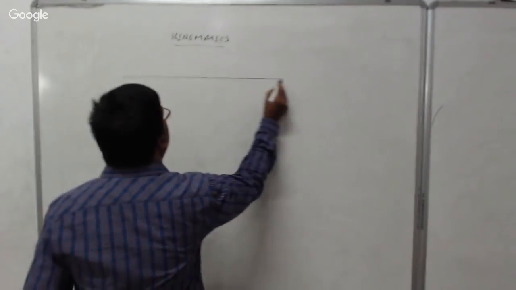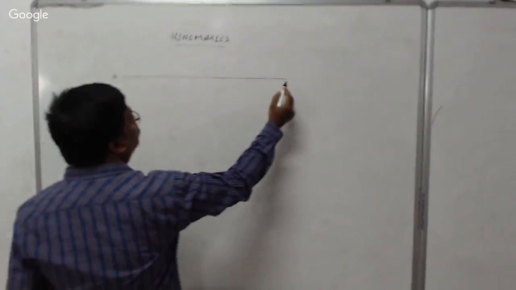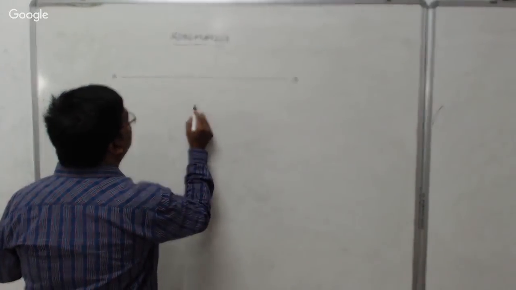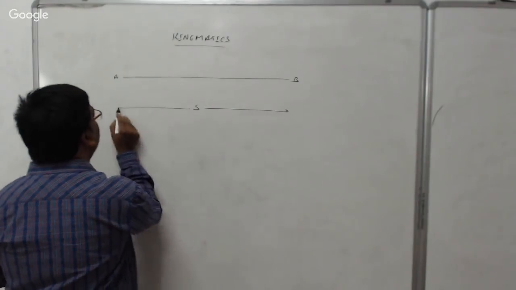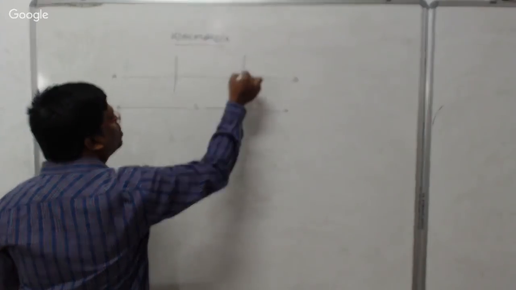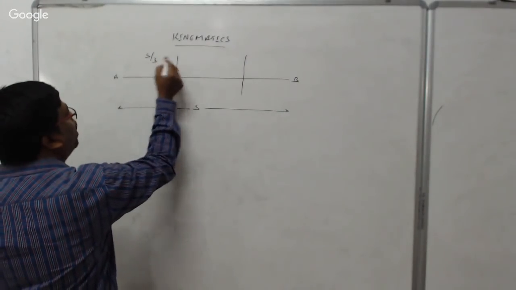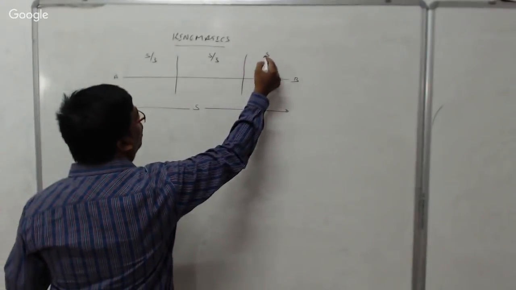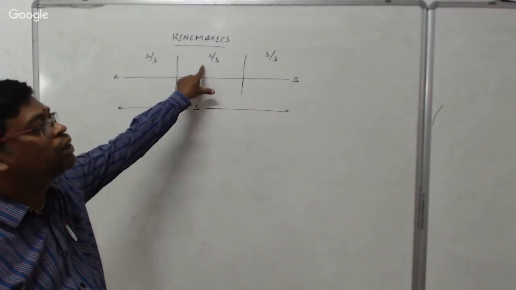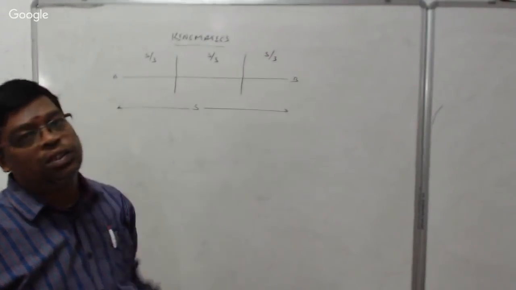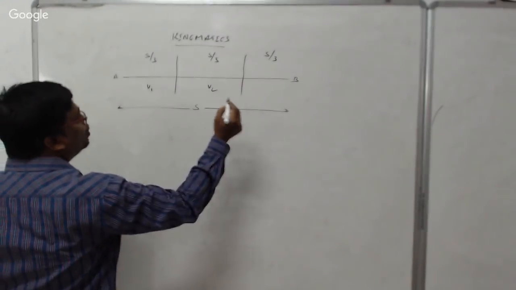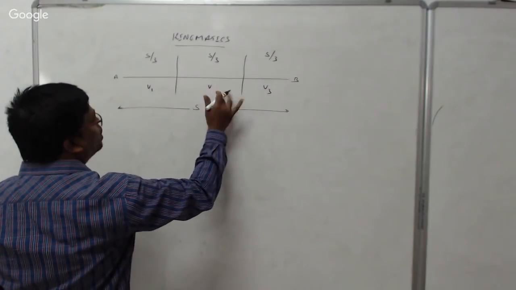As usual, first we draw the diagram. AB is the length of the path. The total distance is S. Now split the total distance into 3 segments. One is S by 3, S by 3, and S by 3 respectively. Why? First 1/3 distance, second 1/3 distance, and the last 1/3 distance. With the speed V1 the first, V2 the second, V3 the last 1/3.